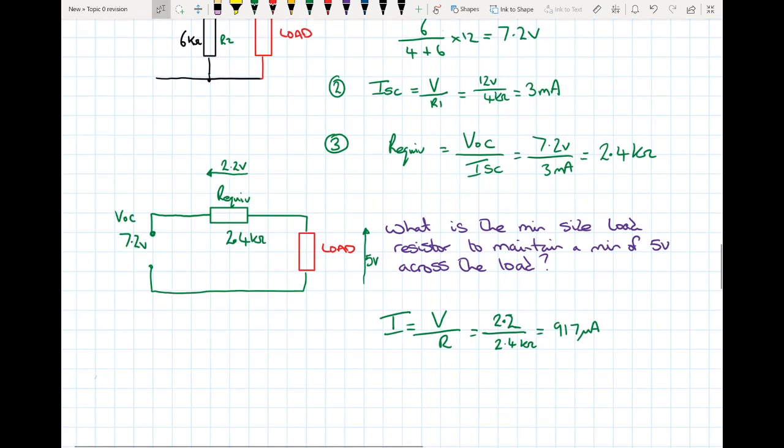That same 917 microamps is also going to be flowing through our load, which has got 5 volts across it. So that will tell us our load resistor value. It always comes down to Ohm's law, everything. So voltage divided by current. So we've got 5 volts divided by the 917 microamps. I'm keeping the original figure in my calculator, so I don't introduce any rounding errors. So we end up with 5.45 kilo ohms. Okay, easy peasy.